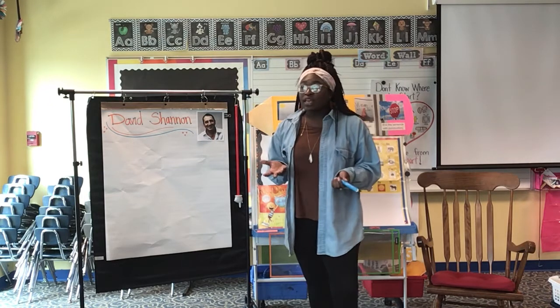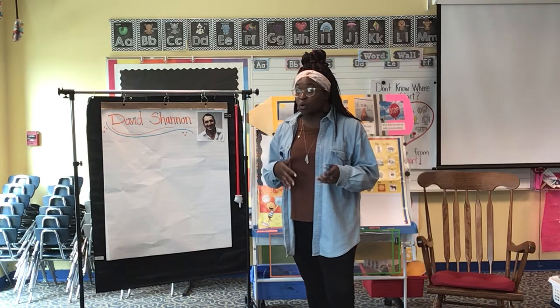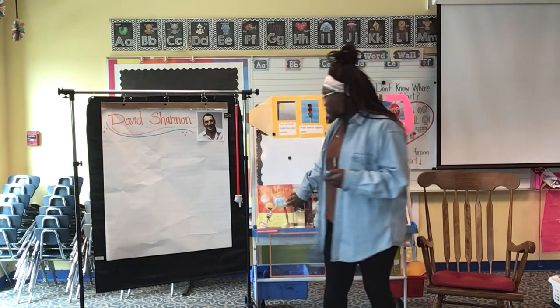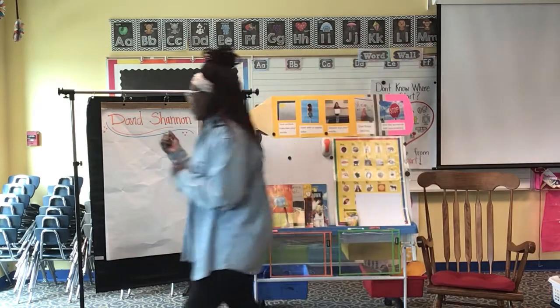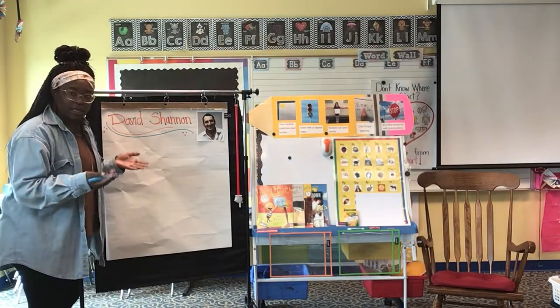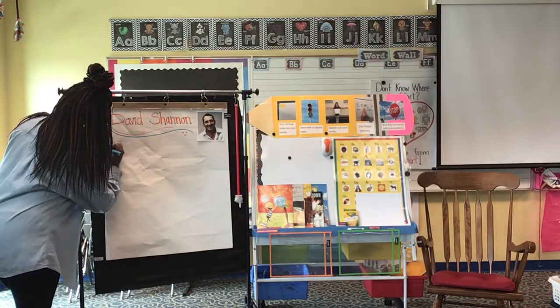So one of the things that David Shannon does in his books is that he actually uses ovals for the body, okay? And we will notice that today in our book, No David. So I'm gonna go ahead and note that right here. He uses ovals for the body, and we know what ovals are because we've already talked about ovals. So I'm gonna go ahead and mark that.